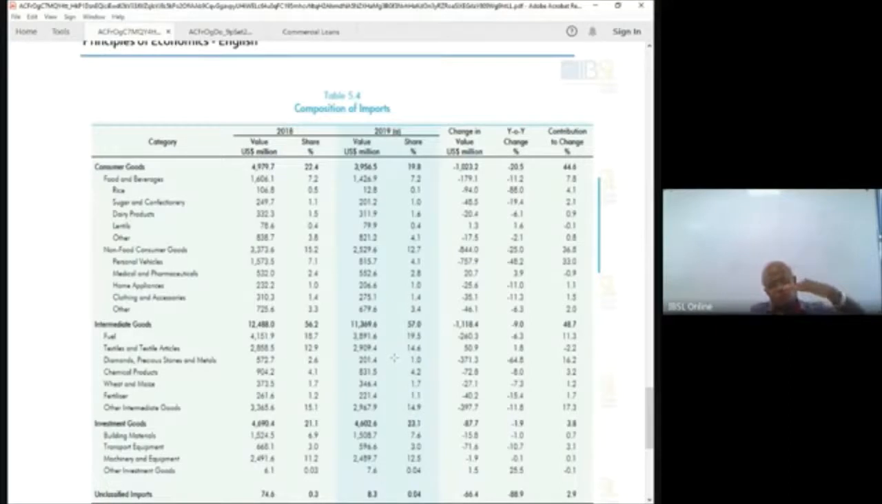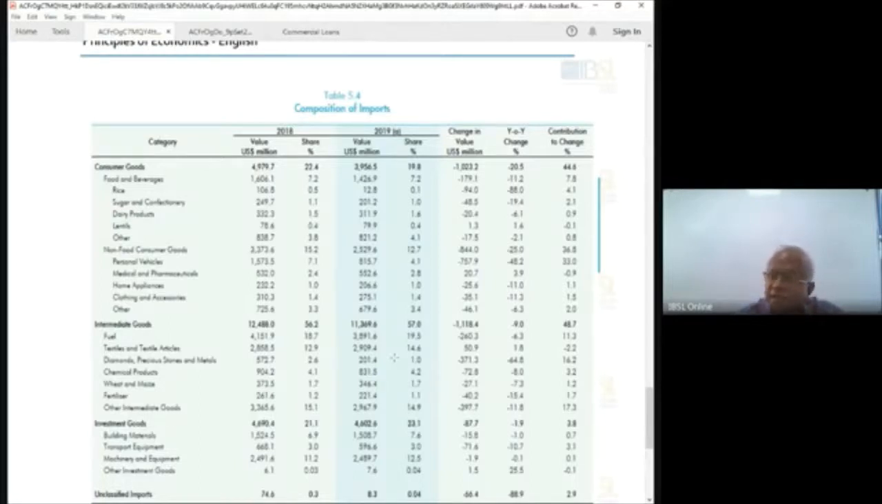Intermediate goods also: fuel imports cannot be controlled. Textile and textile articles cannot be controlled. If you put some restriction, the garment sector will be affected. Then the imports, chemical products, wheat flour is also another important item, that is wheat and maize. Fertilizer, small drop. Wheat and maize, small drop. The other intermediate goods, small drop.